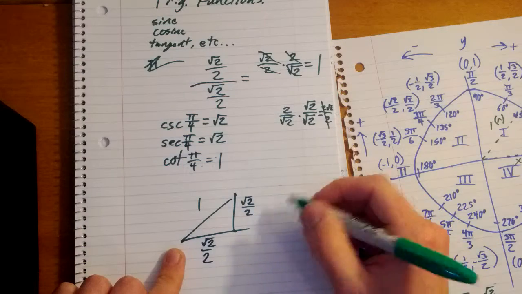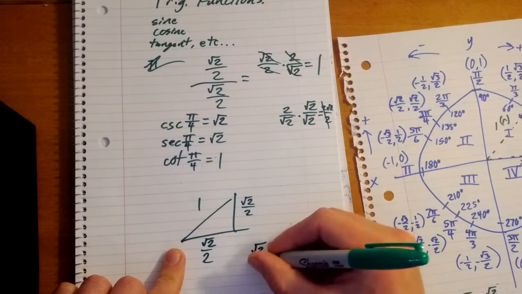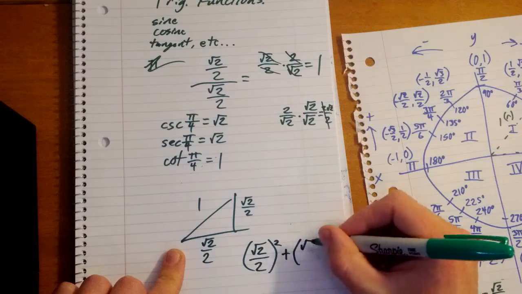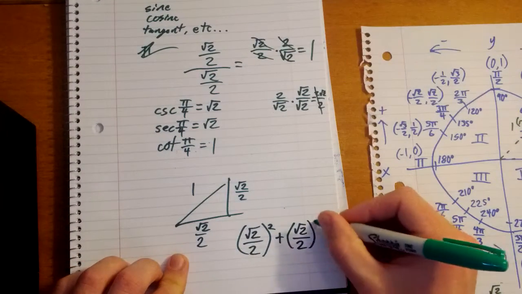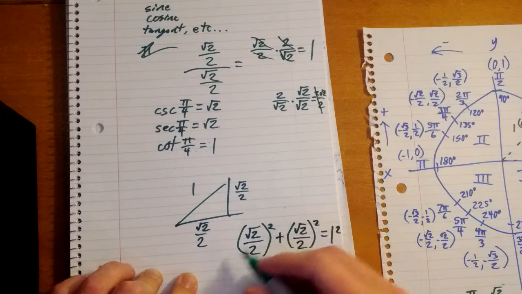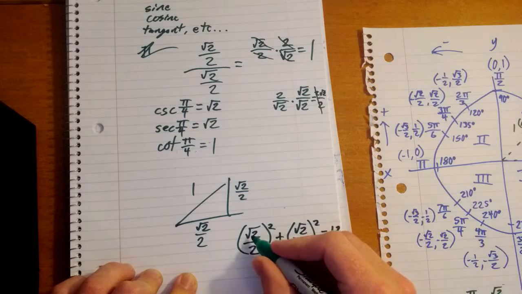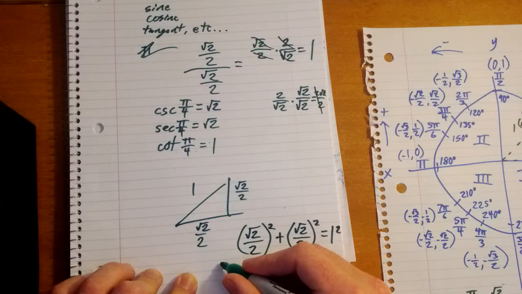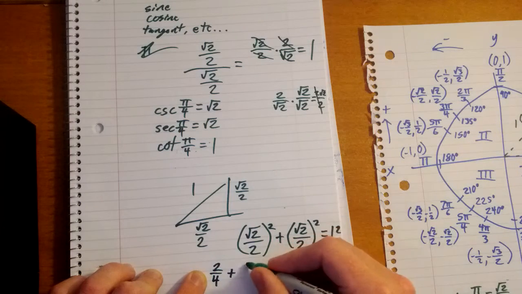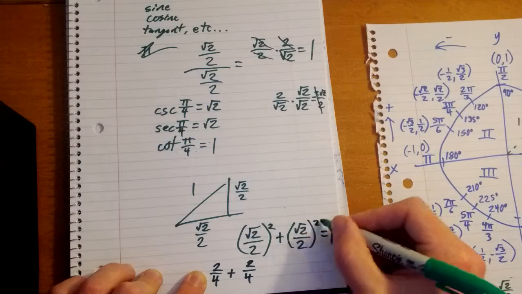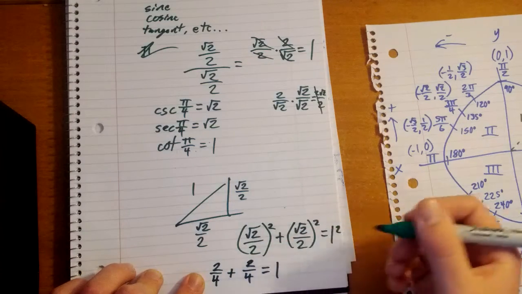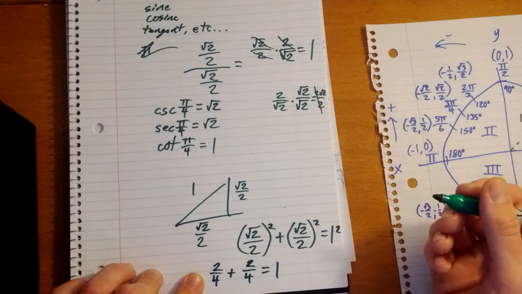Okay, so using the Pythagorean theorem then, we have square root of 2 over 2, squared, equals 1 squared, which is 1. I haven't tried this yet, so we'll see if I can do it right. Oh, this is beautiful. It does work out. Square root of 2 squared is 2, and 2 squared on the bottom is 4, plus 2 over 4, equals 1. So 2/4 plus 2/4 equals 4/4 equals 1. It works out. Isn't that great?